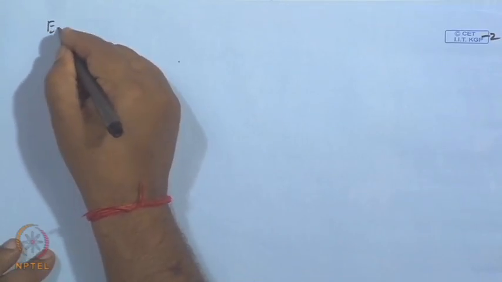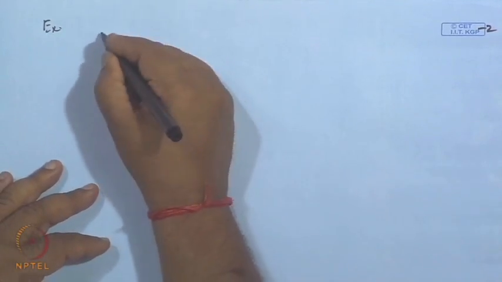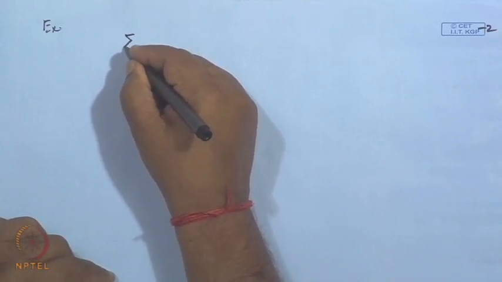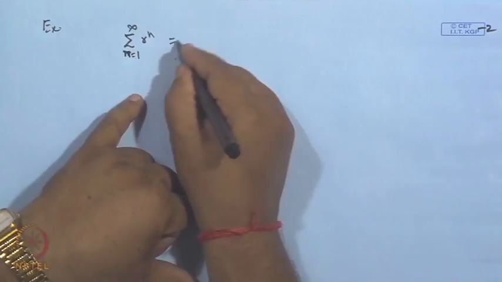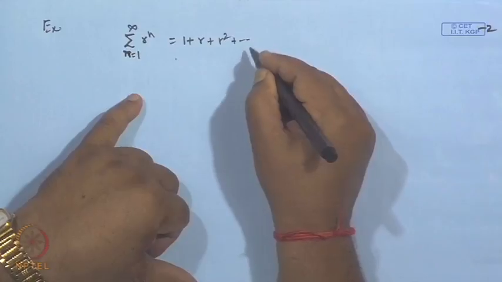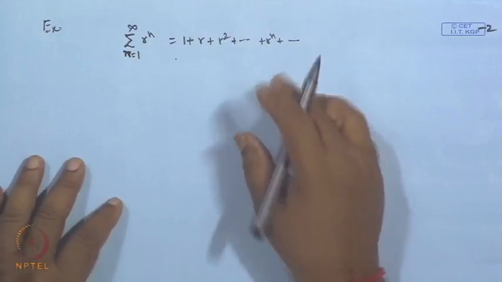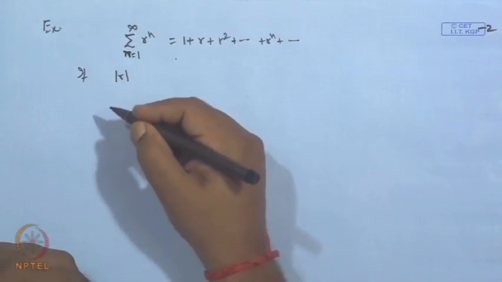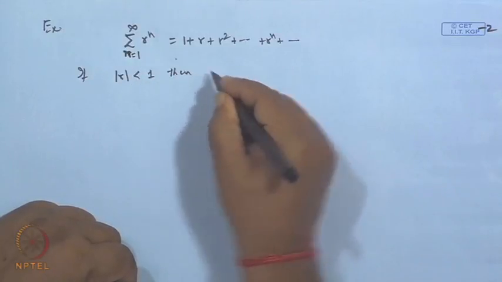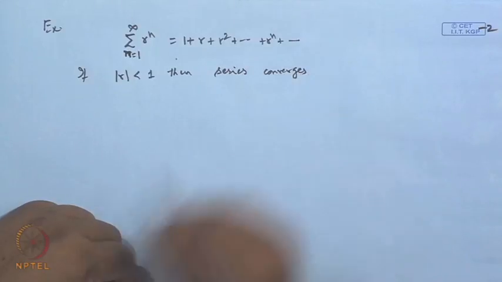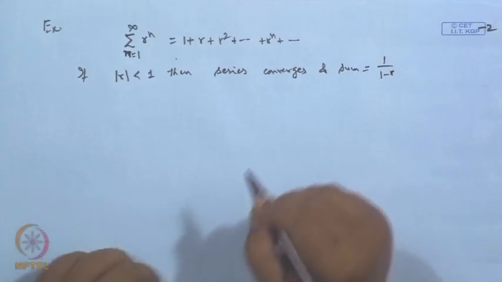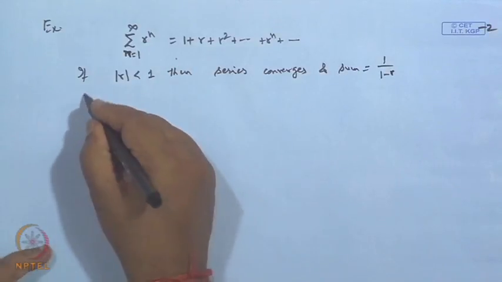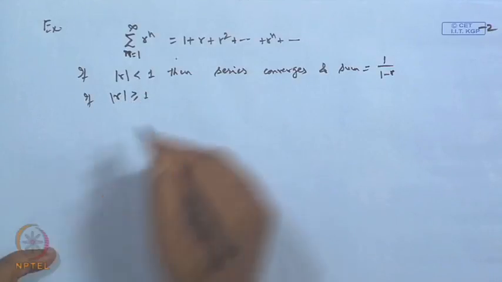For example, suppose we have the series sigma r to the power n, n is 1 to infinity. That is the series 1 plus r square and so on plus r to the power n. Now, we claim if mod of r is strictly less than 1, then the series converges, and the sum is equal to 1 over 1 minus r. But if mod r is greater than or equal to 1, then the series diverges.